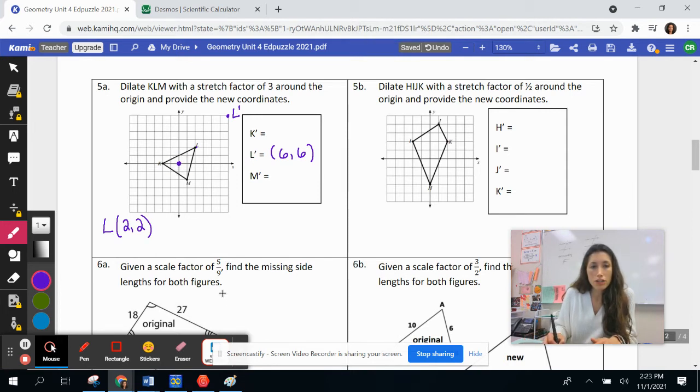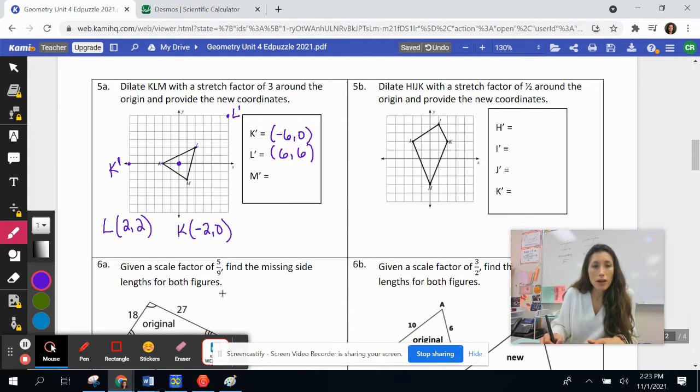To get from the origin to K, I'm going 2 to the left. If I go 2 more to the left, that's double the size. And 2 more to the left, that is now triple the size. That's K prime. That's now at negative 6, 0. And if you wrote down the original K coordinate, it was at negative 2, 0, which makes sense. If we multiply that by 3, that gives us negative 6, 0.